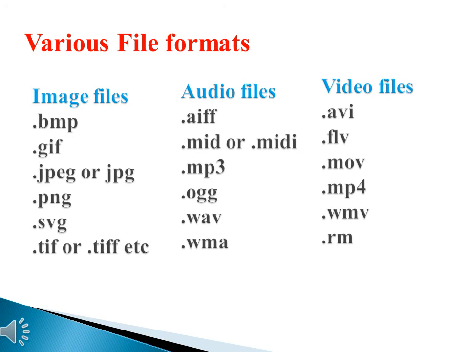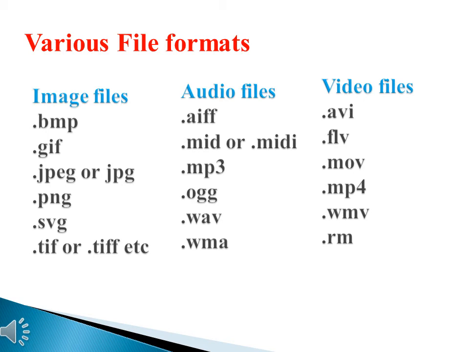Next, here are various file formats which are available in the computer. Suppose you work with image files, then the extension or the format of our image file may be either .bmp, .gif, .jpeg or .jpg, .png, .svg, .tif or .tiff, etc. So these are the different image file formats.